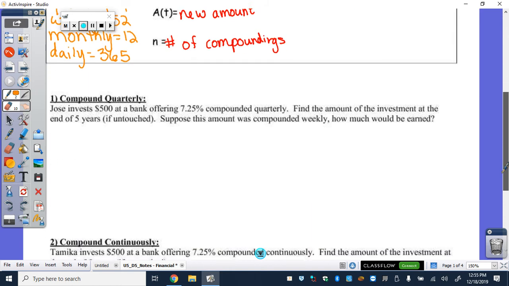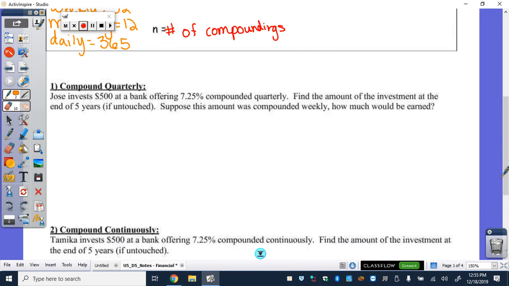So let's take a look at a couple of examples here. We have Jose invests $500 at a bank offering 7.25% compounded quarterly. Find the amount of the investment at the end of 5 years if he leaves it untouched. Then suppose that the amount is compounded weekly instead. Then figure out how much money is at the end of 5 years.